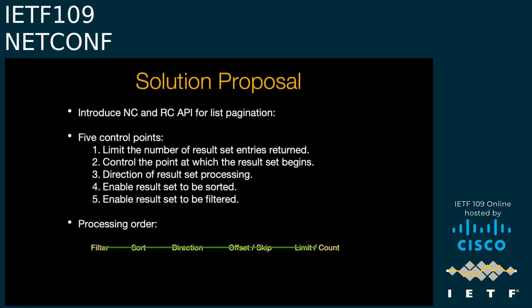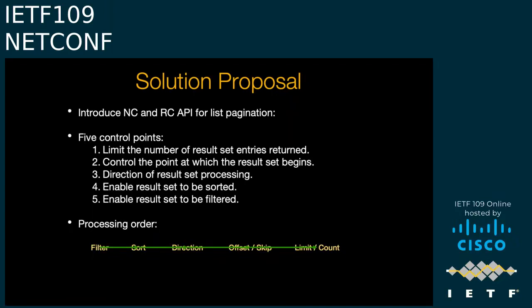The solution, I'm just looking at the graphics. No, it's not like the bottom line is all crossed out. It's supposed to be filter goes to sort, sort goes to direction, et cetera. You can see the little arrows, but it's not looking quite right. Anyway, let me go back up to the top of the slide.